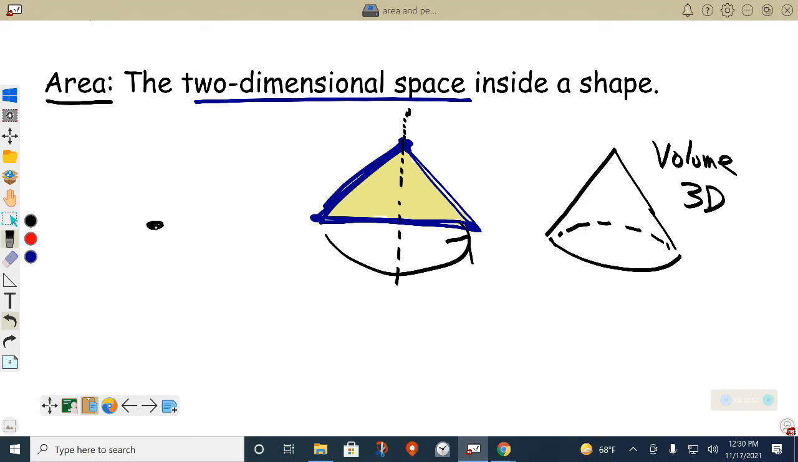So 1D is just a distance between two points. Right, Cruz? 2D is a flat surface, the yellow inside this triangle. 3D is volume, three-dimensional space. Now, you have two words defined. That's all covered right now.